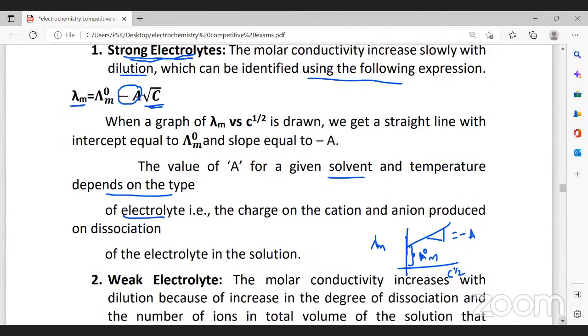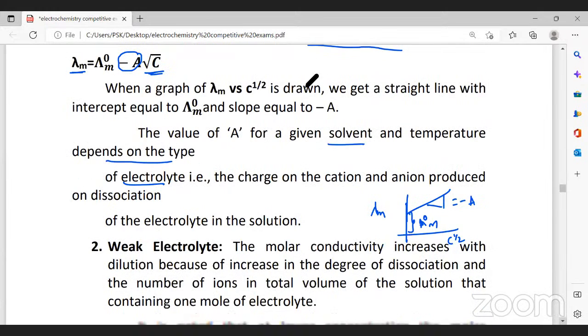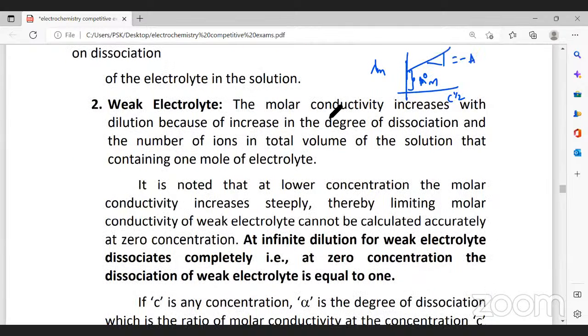Next, this is for strong electrolyte. For weak electrolyte, the molar conductivity increases with dilution. We learned weak electrolyte will undergo more dissociation on dilution. So therefore, molar conductivity increases on dilution, because of the increase in the degree of dissociation and the number of ions in the total volume of the solution that contains 1 mole of an electrolyte.